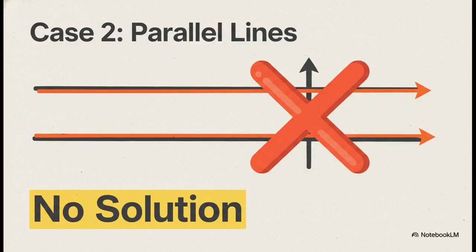The second possibility is that the lines are parallel. You can think of them like railroad tracks, you know? They run side by side forever, but they will never, ever cross. If our equations give us parallel lines, it means there is no combination in the universe that could possibly satisfy both conditions. There is simply no solution.